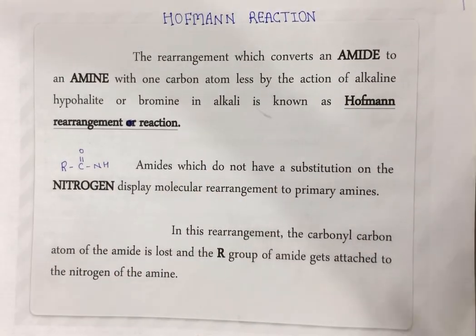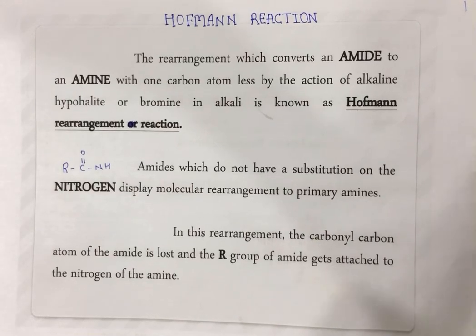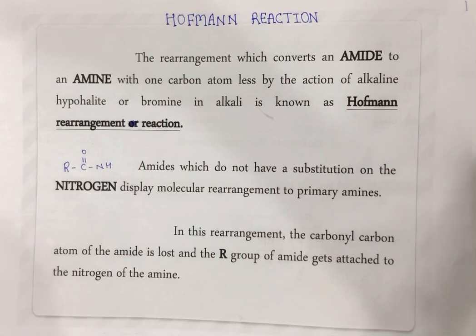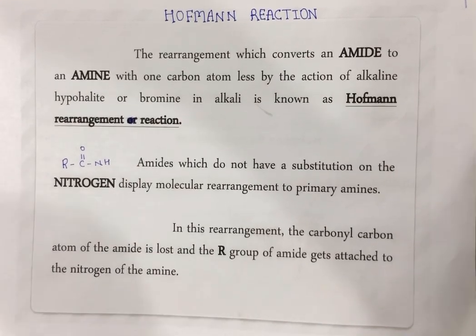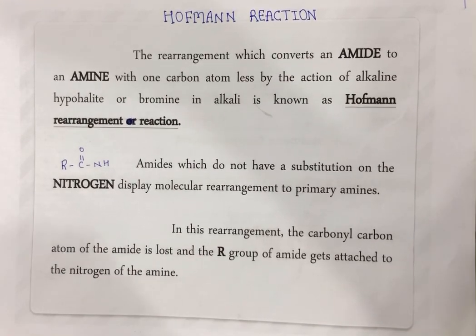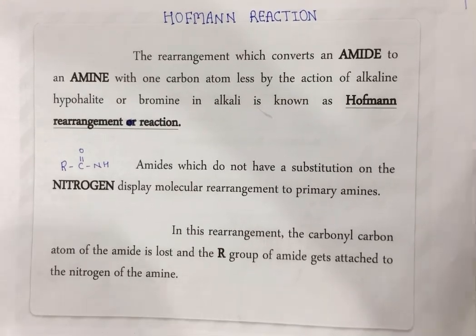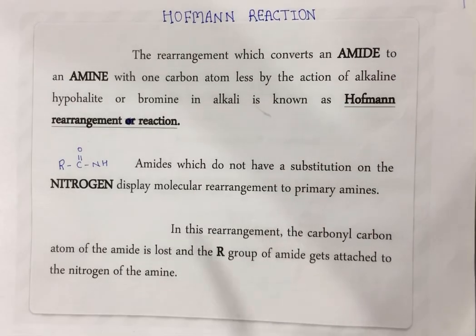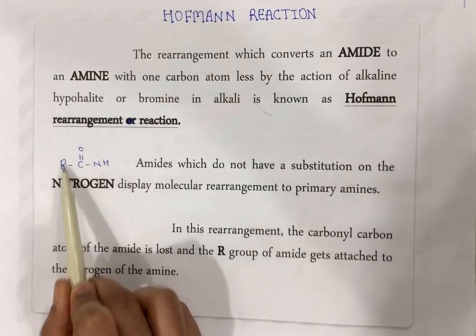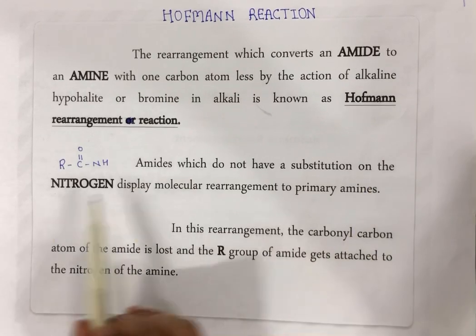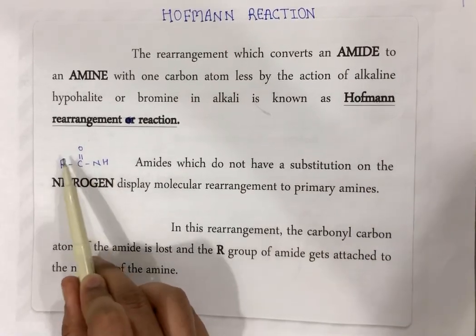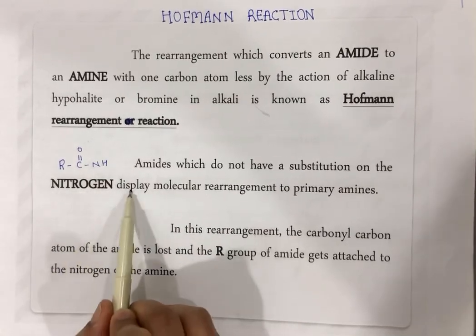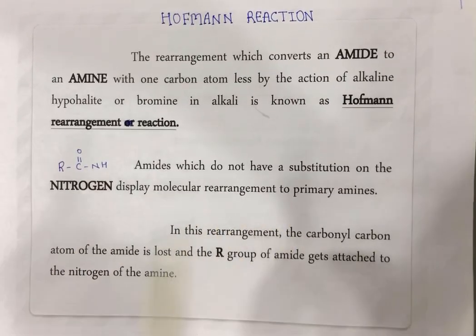Once again, the rearrangement which converts an amide to an amine with one carbon atom less by the action of alkaline hypohalite or bromine in the presence of alkali is known as the Hofmann rearrangement reaction. You can see here an amide which does not have substitution on the nitrogen. In the amide, there is no substitution on the nitrogen atom. It undergoes molecular rearrangement to a primary amine.